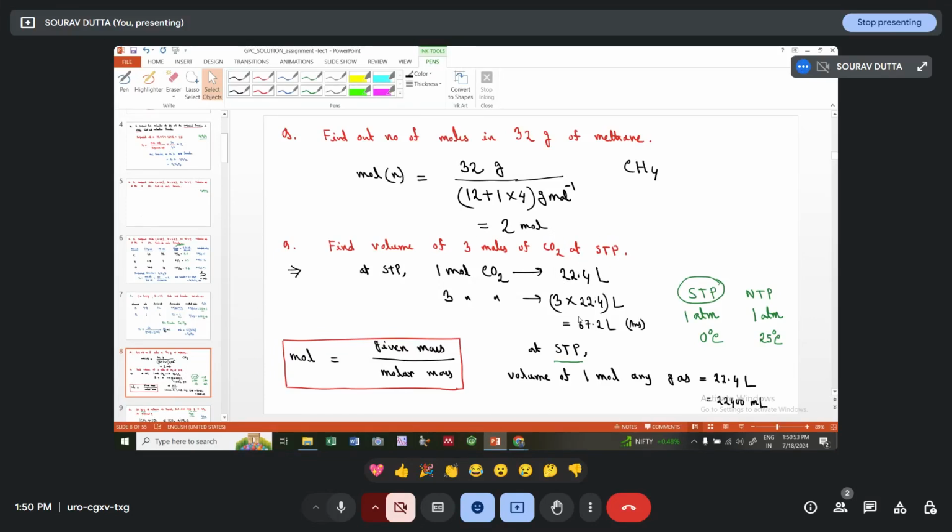So according to this, 1 mole of any gas, and carbon dioxide is also a gas, so 1 mole of carbon dioxide contains 22.4 liter. In your question 3 moles is given, so 1 mole corresponds to 22.4 liter, and 3 moles correspond to 3 into 22.4, that is 67.2 liter. So this concept is very, very important.